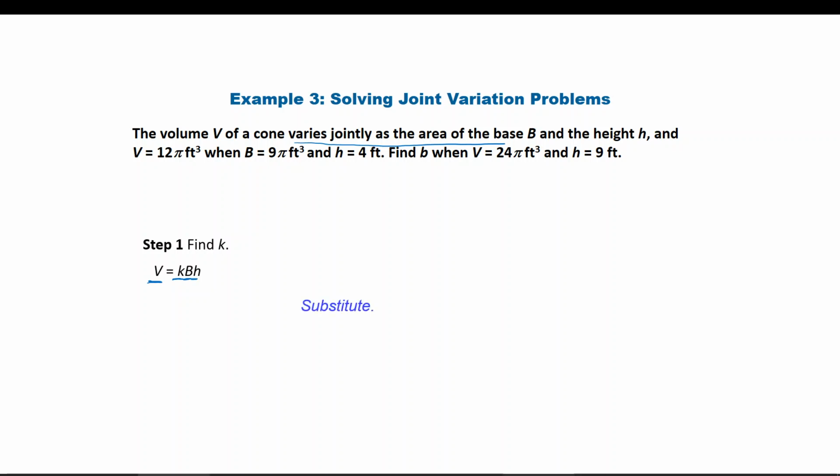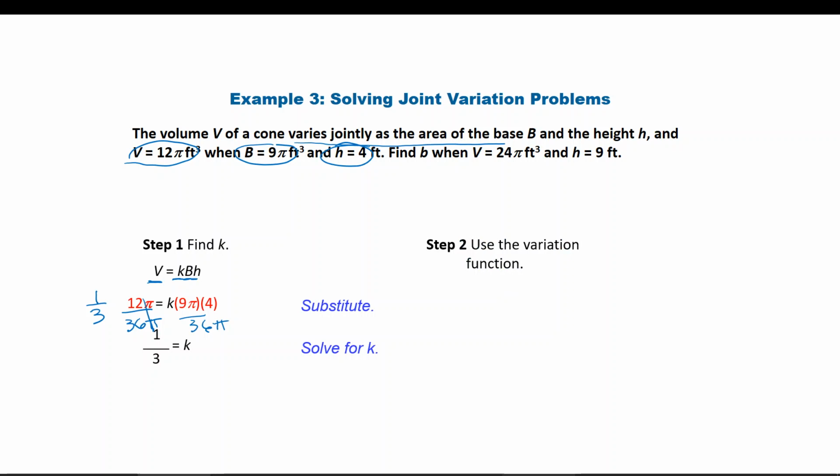Next thing we're going to do is substitute the information that they've given us originally. They tell us volume, base, and height. The only thing they haven't told me is what k is. So I want to solve for k. So we're going to substitute all that in. This is 36 pi. I'm going to divide both sides by 36 pi so I can get k by itself. So I end up with 1/3. So we can see that k is going to equal 1/3.